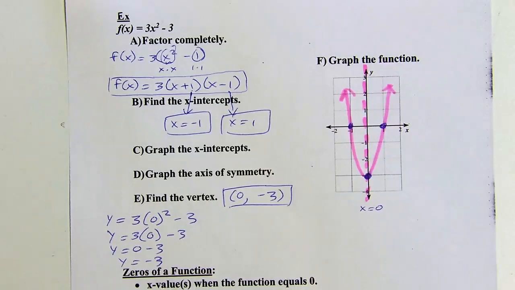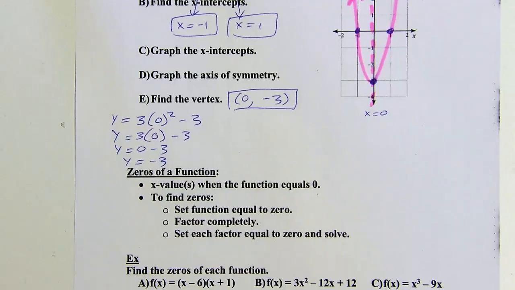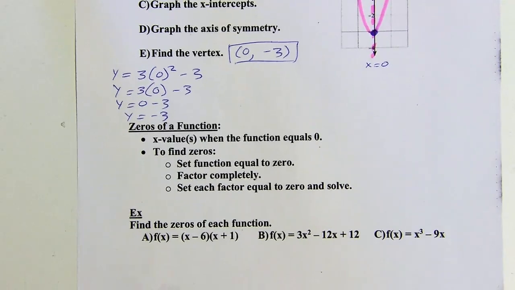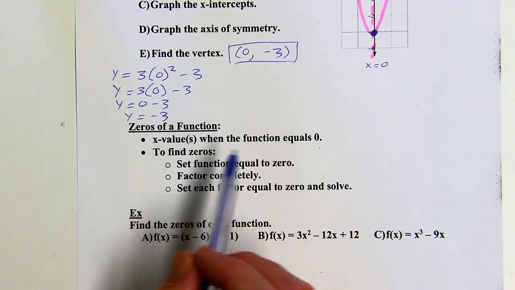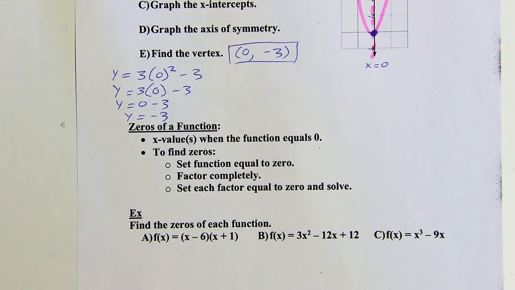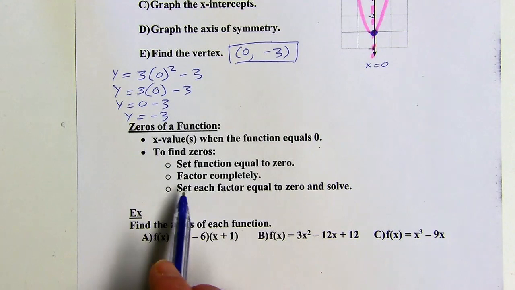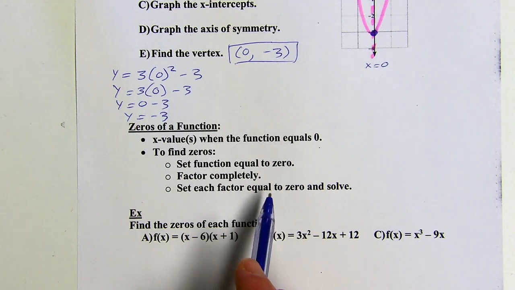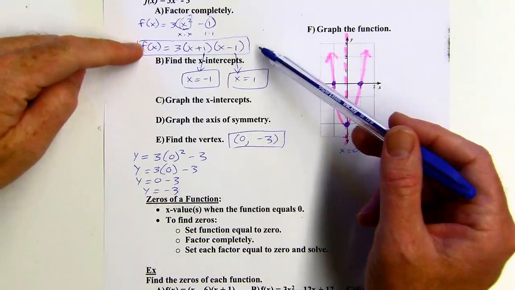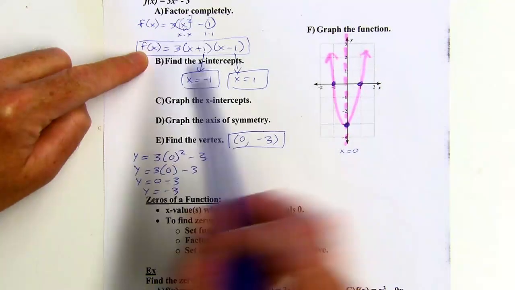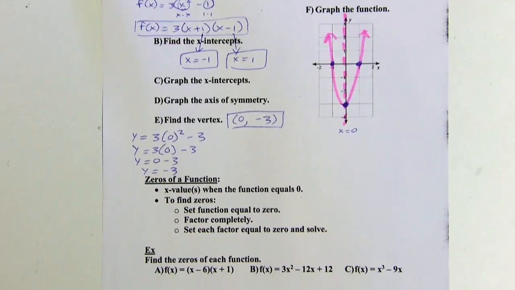Okay? All right. So let's talk about zeros of a function. I think we've talked about these a little bit already, but those are the x values when the function equals 0. So in other words, it's the x values when y equals 0. What we need to do to find zeros is set the function equal to 0, factor it, and then set each factor equal to 0 and solve, which is what we were doing here. That's how we were finding the x-intercepts. We were really plugging in 0 for y and then solving for x, and you had to factor it in order to get there.